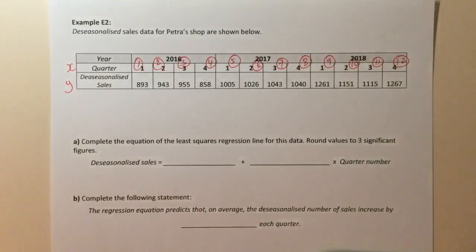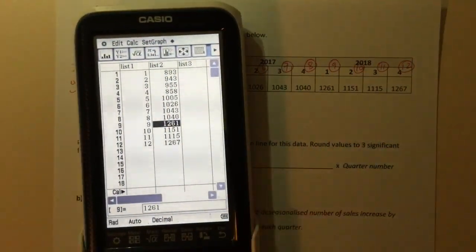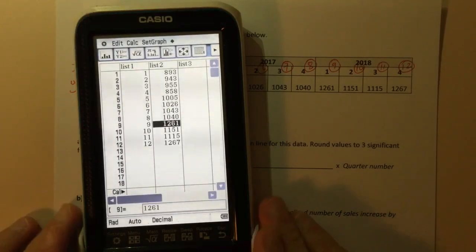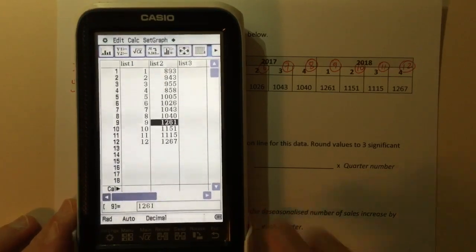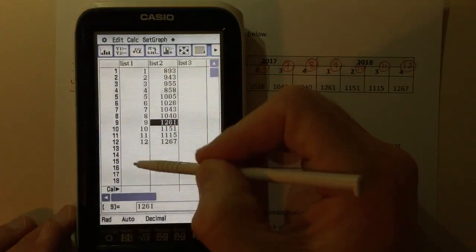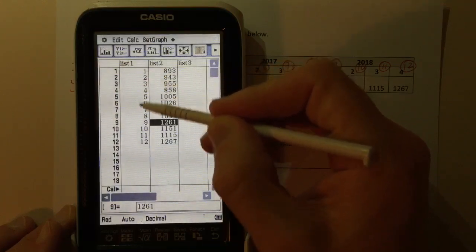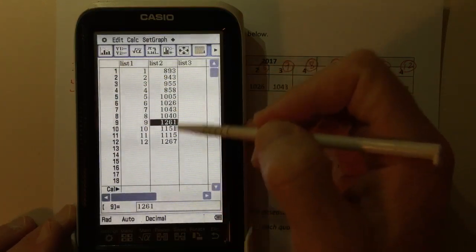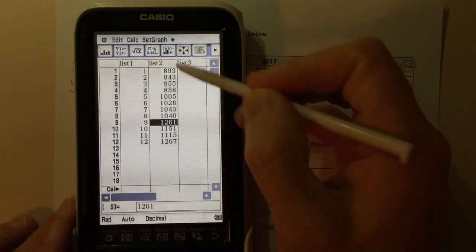Just to save a little bit of time, I've put this data into my calculator already, which I'll show you here. And so I guess because the first question is asking us to find the regression line, let's take care of that first. So we've got our data into list 1, and you can see that because we had 12 quarters of data, we've numbered list 1 as just 1 through 12. And the sales figures, the deseasonalized sales, have gone into list 2.